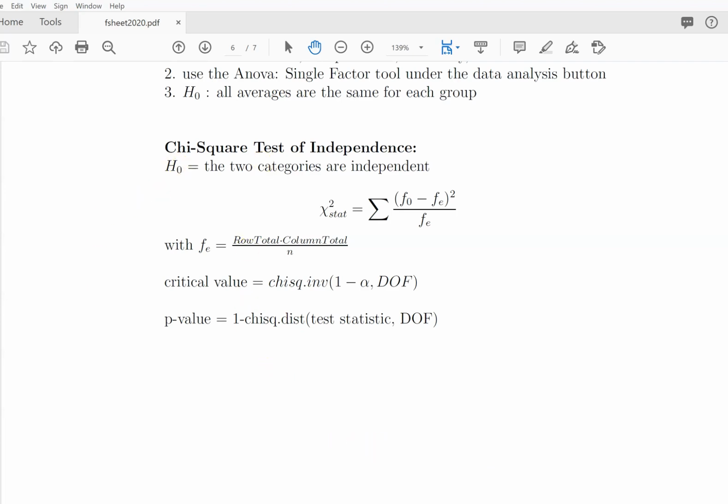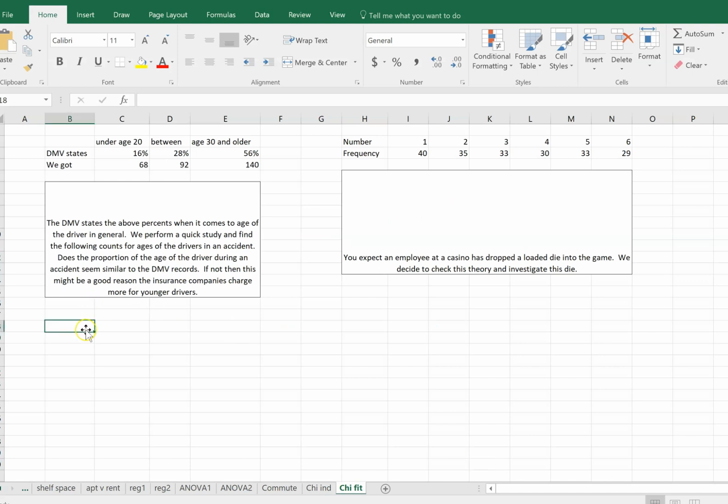What do I mean by that? Well, let's just jump into examples to show you. What we have here in our first example is the DMV has stated the above percent when it comes to age of drivers in general. The DMV states that 16% of drivers are under the age of 20, 56% of the drivers are 30 and older, and between the two groups is 28%.